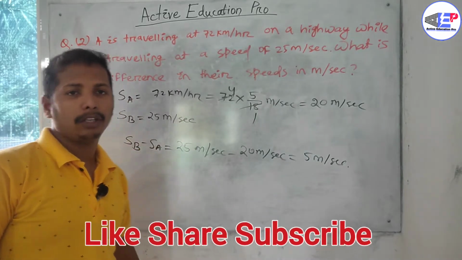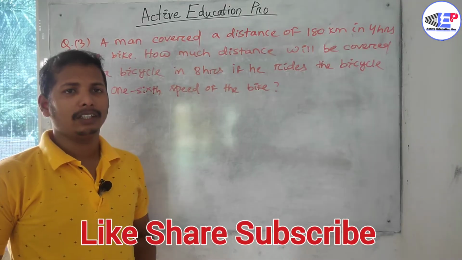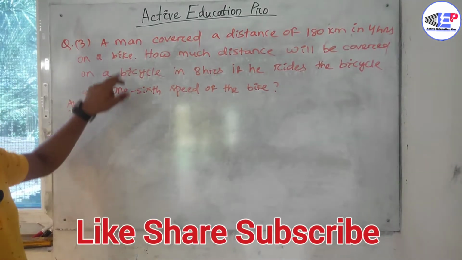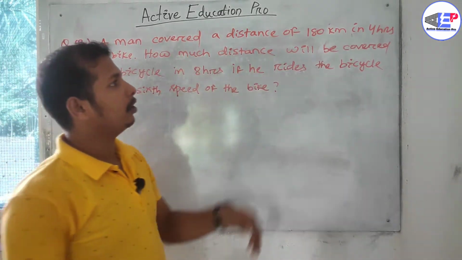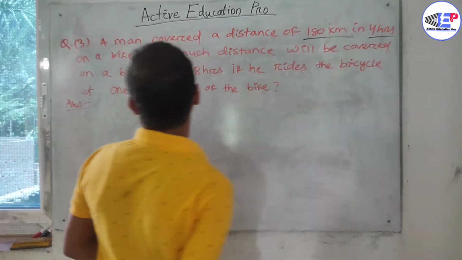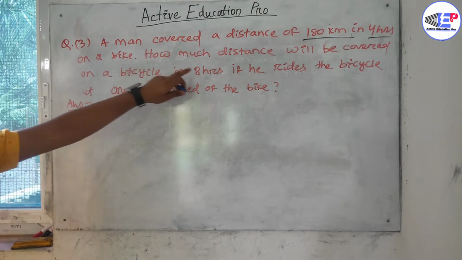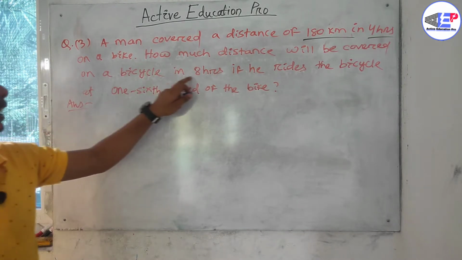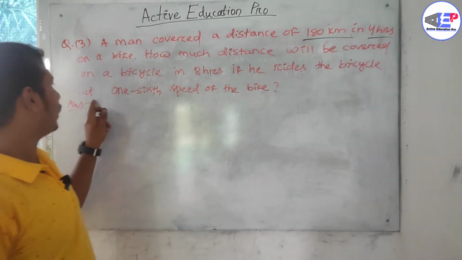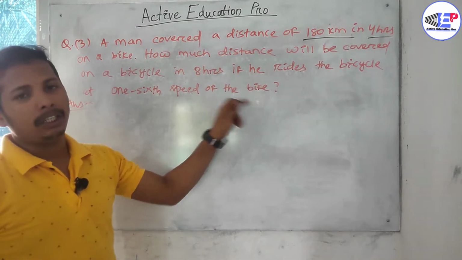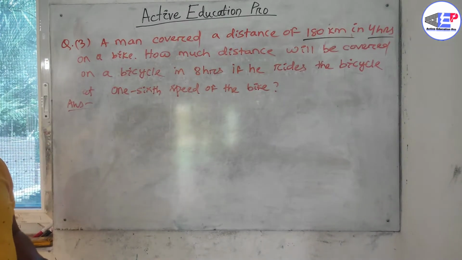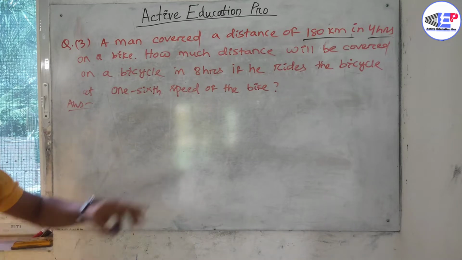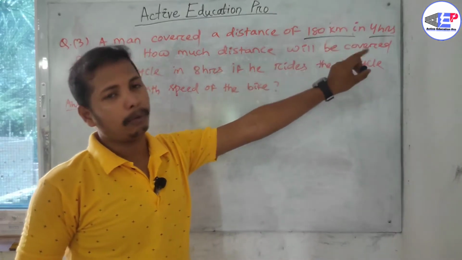Let us do another numerical. Here the question is given that a man covered a distance of 180 km in 4 hours on a bike. How much distance will be covered on a bicycle in 8 hours if he rides the bicycle at 1/6 speed of the bike? Here the question is given that first the man covers 180 km in 4 hours on a bike.